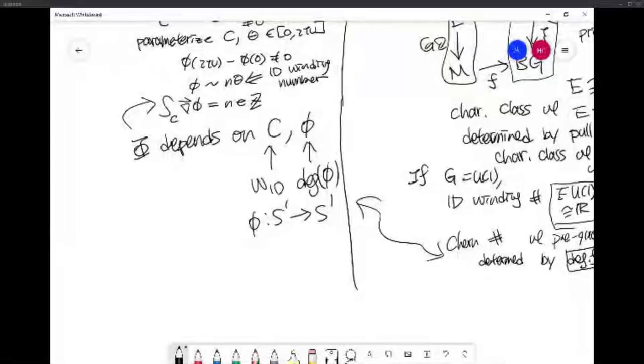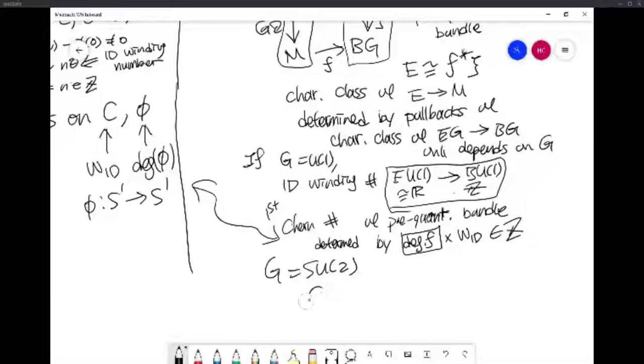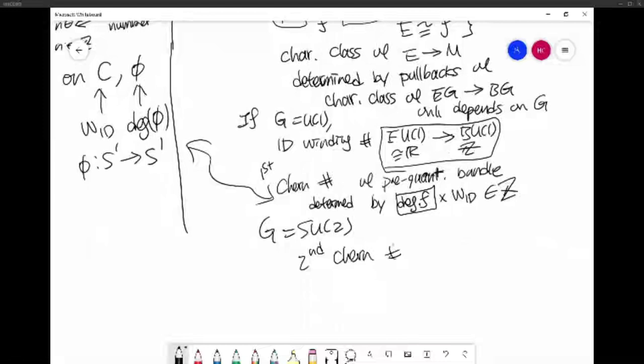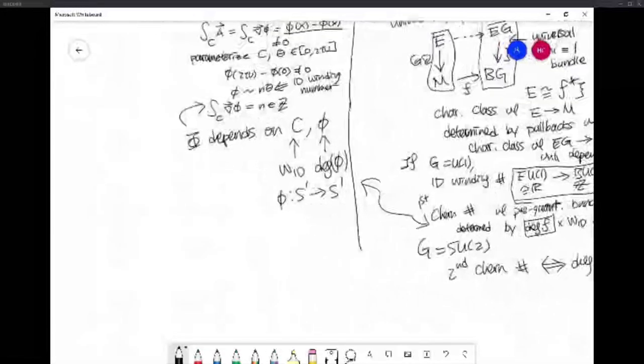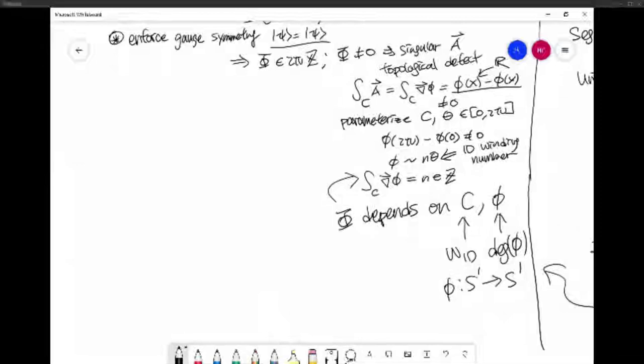And of course, if you pick G equals SU2, then it's the second Chern number. It's determined by the degree of your hedgehog times the 2D winding number. So there's a correspondence there. But you have to make sure that your bundle is in fact a principal G bundle. But anyways, that's a long segue.